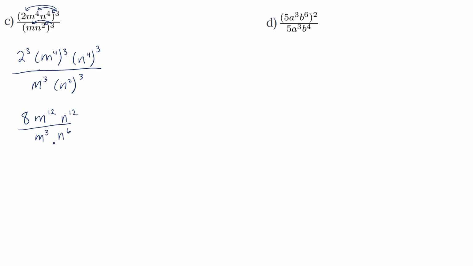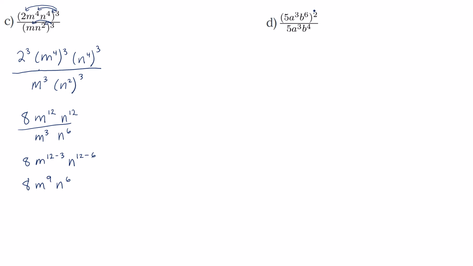Now at this point, we can put powers together that have the same base. So we have our 8, m to the 12 minus 3, and n to the 12 minus 6. So 8 m^9 n to the power of 6. So that would be kind of the final answer.